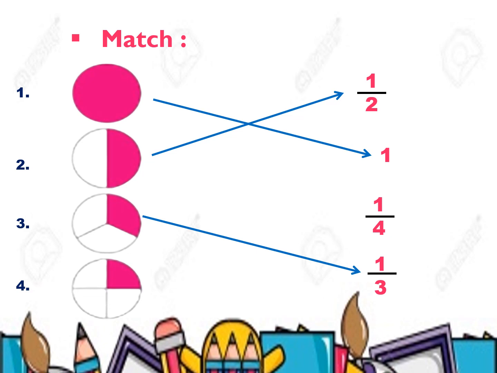The last one I have 1, 2, 3, 4. The total parts 4 and colored one part. So it will be 1 over 4. So how can I read this? 1 over 2, 1/2, 1 whole, 1 over 4 or 1/4 or quarter, 1 over 3 or 1/3.